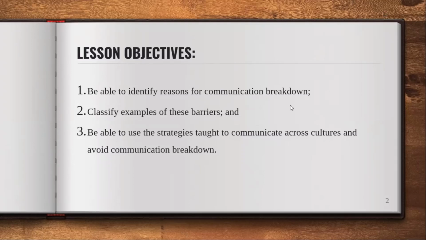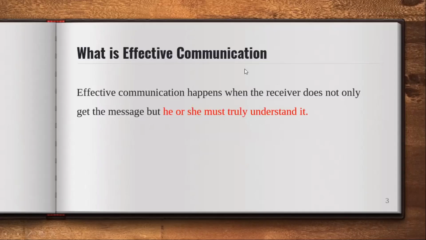Okay? Before we discuss the barriers, let's discuss first what is effective communication. Effective communication happens when the receiver does not only get the message, but he or she must truly understand it. Meaning, the communication is effective if the receiver truly understands the message. Okay, so that is effective communication.